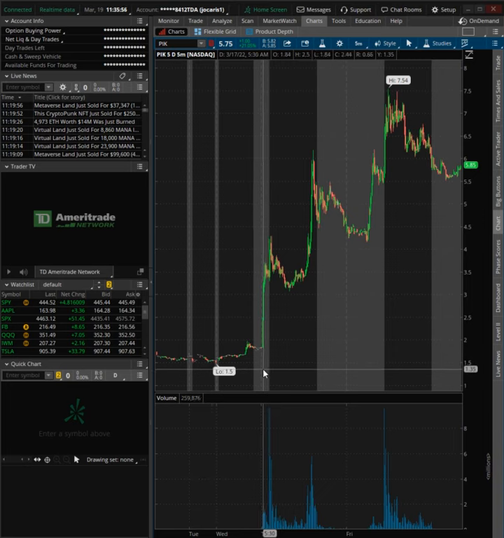You can also tell because if you look at the bottom of the screen, you see the volume down here, and you actually see the time. You see how it says 5:30, so that's when things began to move.